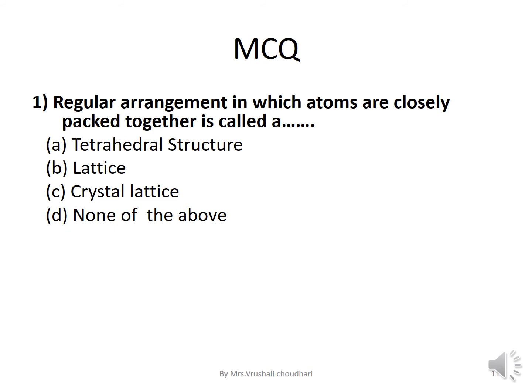The regular arrangement in which atoms are closely packed together is called a crystal lattice. It is a three-dimensional arrangement of atoms, ions, molecules in a particular order. It is called the crystal structure. They are following a particular pattern. That's why it is called a crystal lattice.